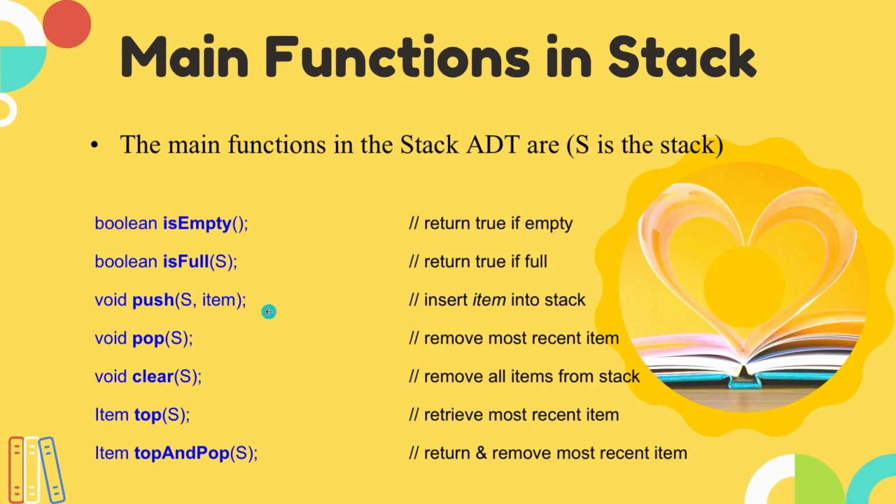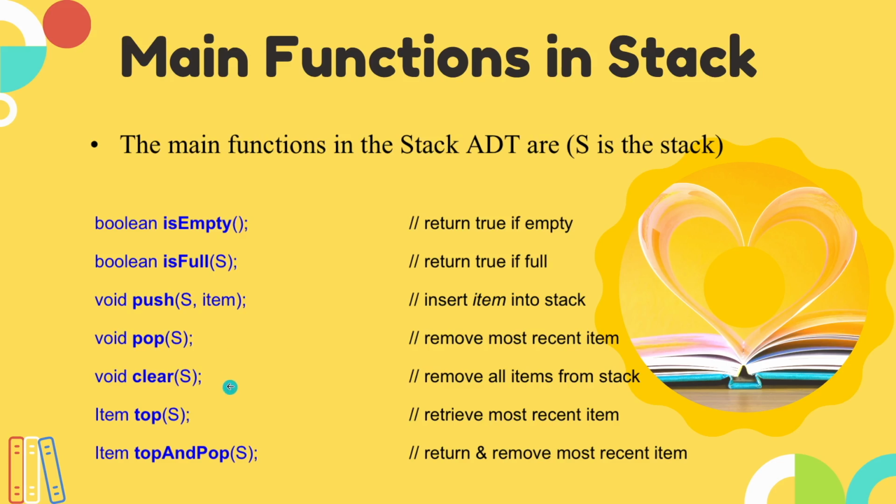The next operation which we can perform on a stack is push, and as I said, push is inserting an element onto a stack. So it takes two arguments, one is the stack itself and the other is the item, which is the element to be inserted onto the stack. The next operation is pop. Pop is removing an element from the stack, and so it takes only the stack as its argument. Whatever element is pointed to by top will be removed from the stack.